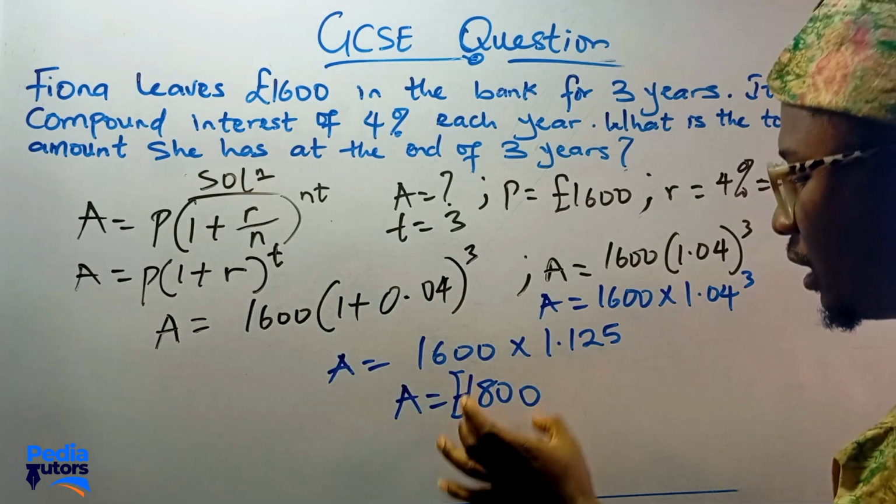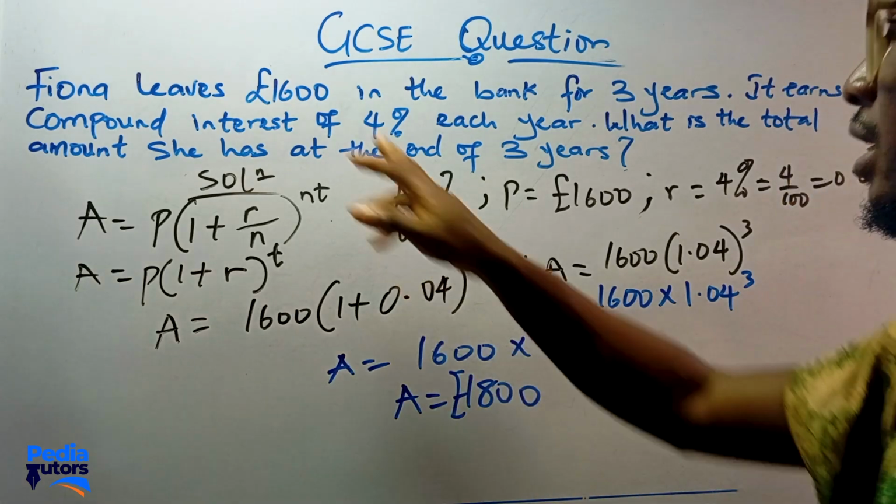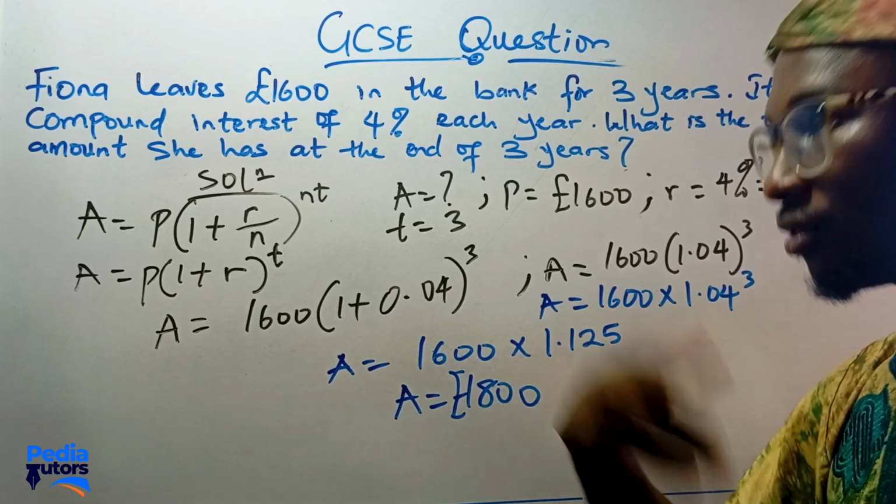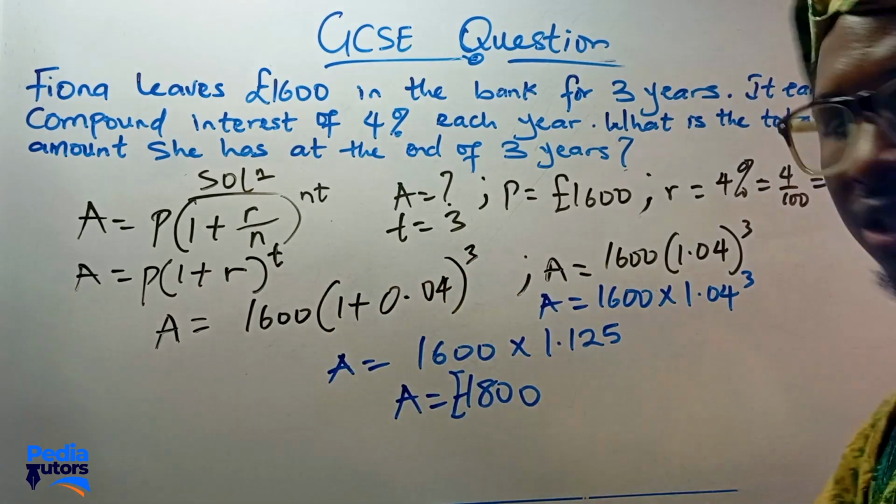So this means that she had just gained £200 interest. £200 interest. That is what she had gained.